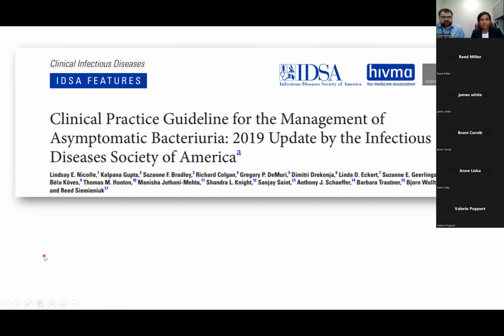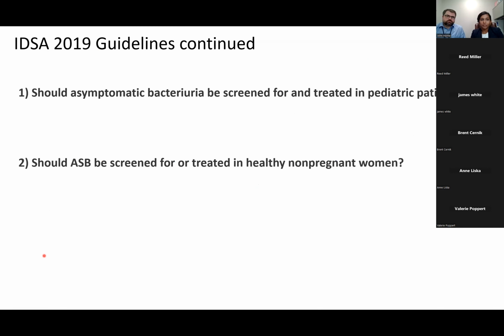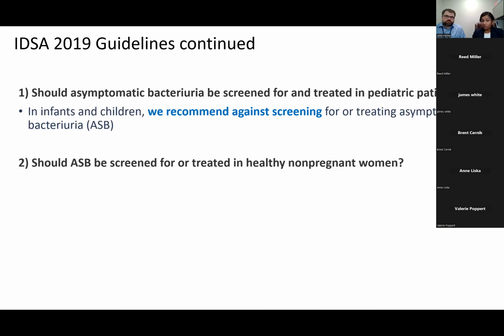So yeah, that's great. In 2019, we had updated clinical practice guidelines from the Infectious Diseases Society of America for management of asymptomatic bacteriuria. We're going to go over the highlighted and important points from these guidelines. First question: should asymptomatic bacteriuria be screened for and treated in pediatric patients? This large committee, from all over nationally and internationally, said that in infants and children, we recommend against screening for or treating asymptomatic bacteriuria.